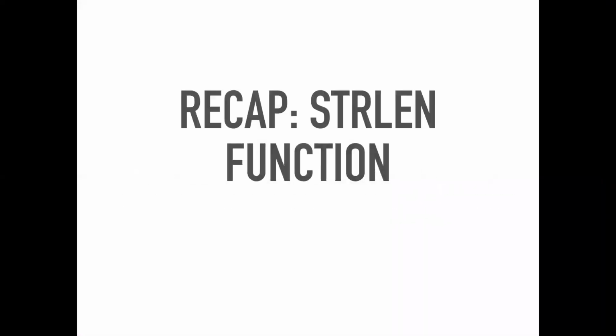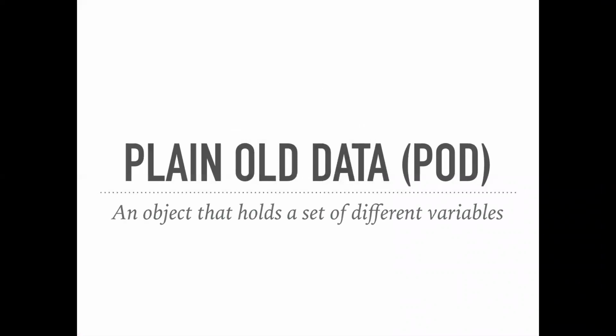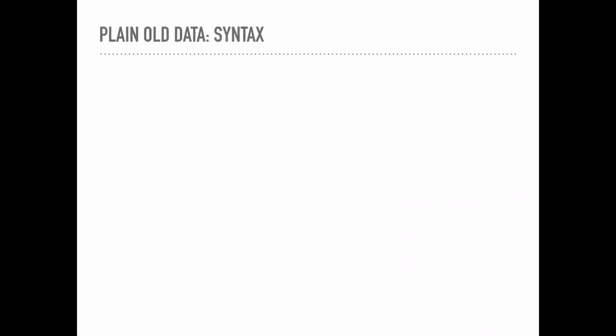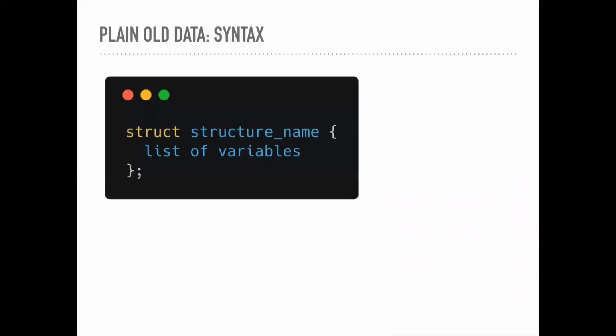Before we start data structures, we need to talk about this. This is called plain old data. It's basically to hold a group of information in a single structure. For example, this is the syntax. You start with struct. Your structure has a name. And you put whatever variables. Remember CSS declaration blocks? It's kind of the same thing. It's like the name of the selector, for example. You can think of it that way.